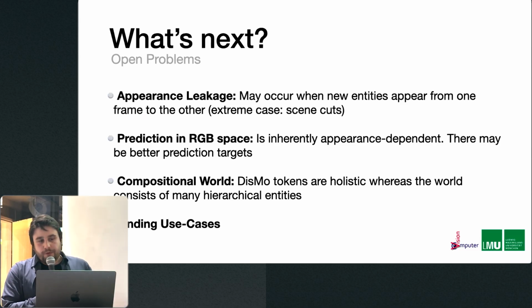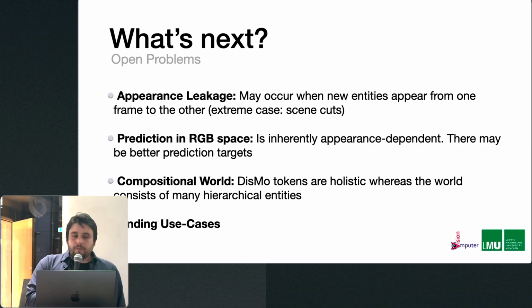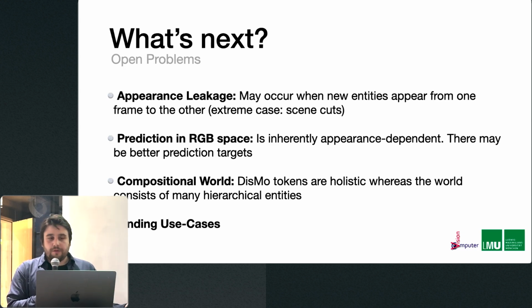So yeah, some open problems that still remain, of course, is that Gizmo isn't perfect. There is still some appearance leakage going on, especially in scenarios where the content suddenly changes from one frame to another. The extreme case are scene cuts. And of course, there the model has no other way but to somehow encode the entirely new content of the new frame into the motion embedding.